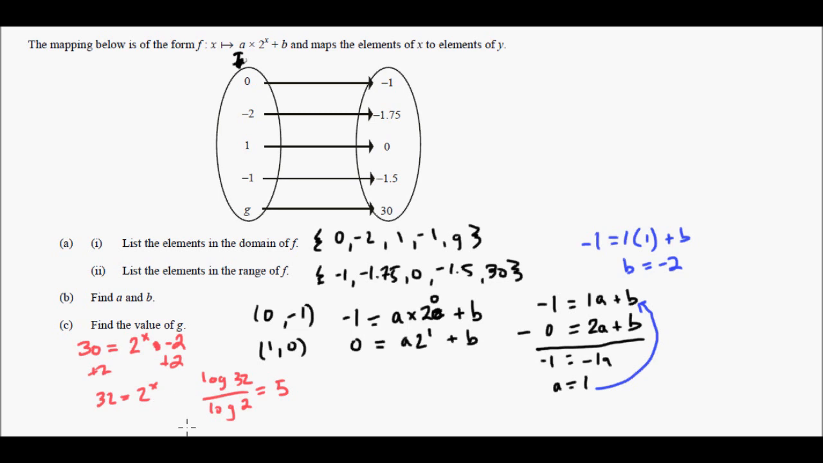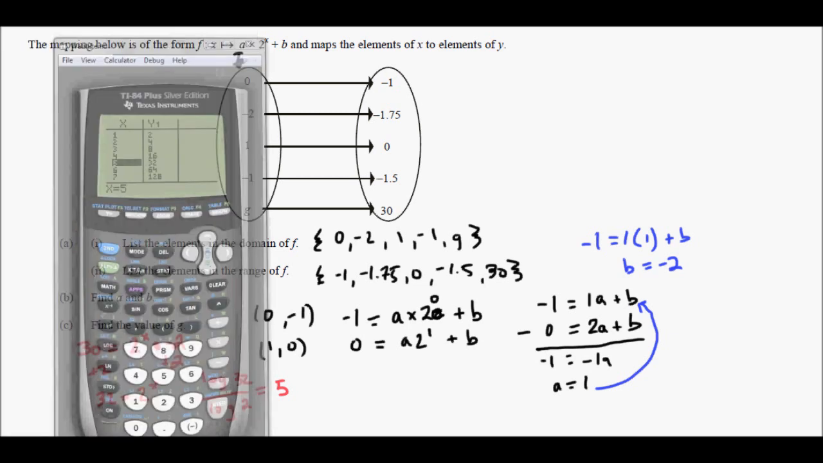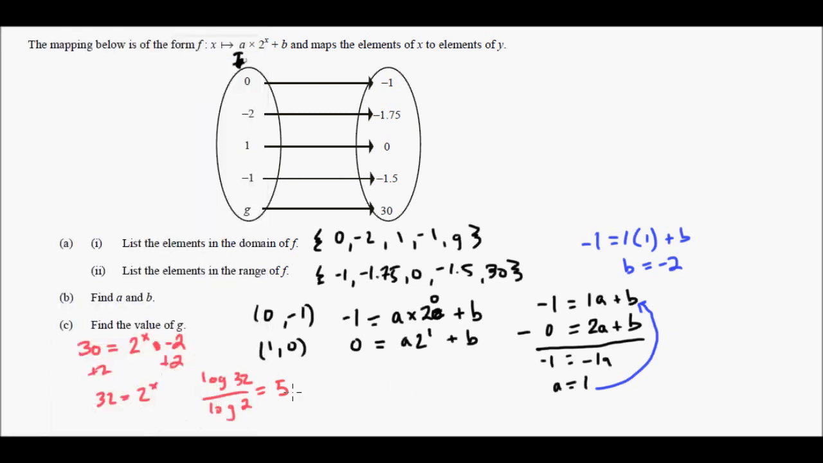Or actually, another way to do it, now that I think about it, if you don't want to do logs, is you can go into the y equals, clear this out and just do 2 to the x power, and then go to the table. And the 5th one will be 32. That's probably actually a better way to do it. But if you want to do logs and get a little crazy there, that's cool.